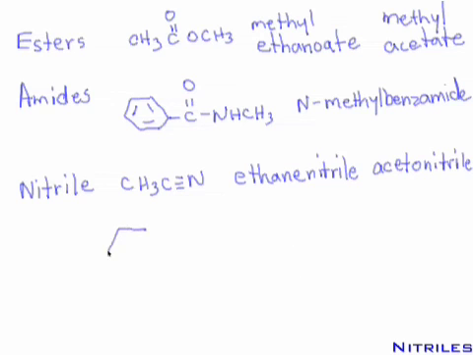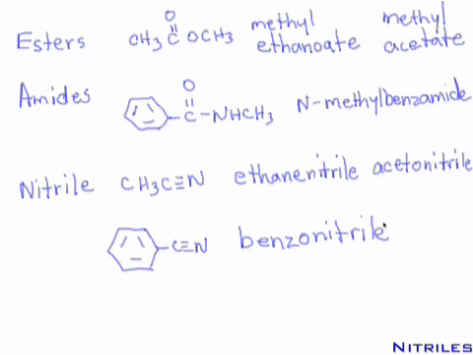If you did this with the benzoic acid derivative, the common name is the IUPAC name, and so we have benzonitrile. Okay, so there are some examples of functional groups with structures and names. What we want to do now is take a look at the general reactivity of the carboxylic acid derivatives as a group.